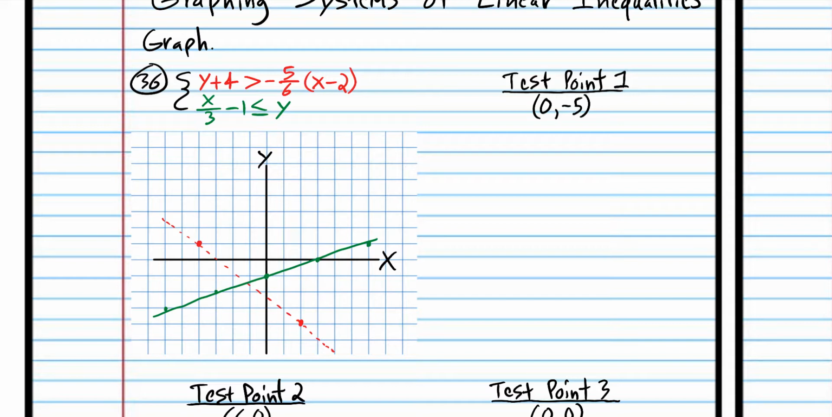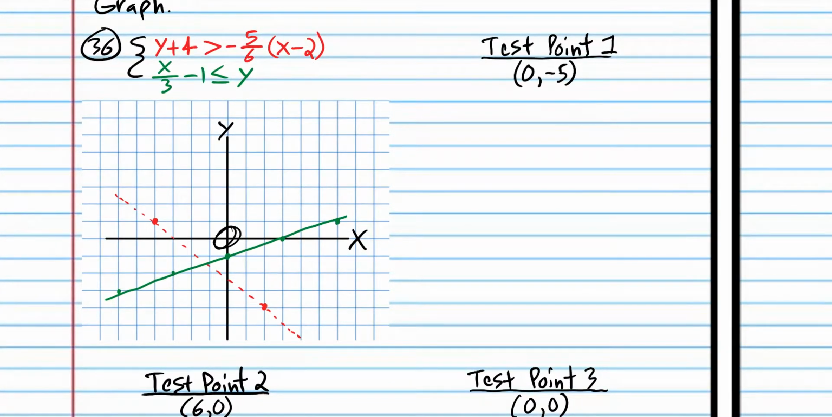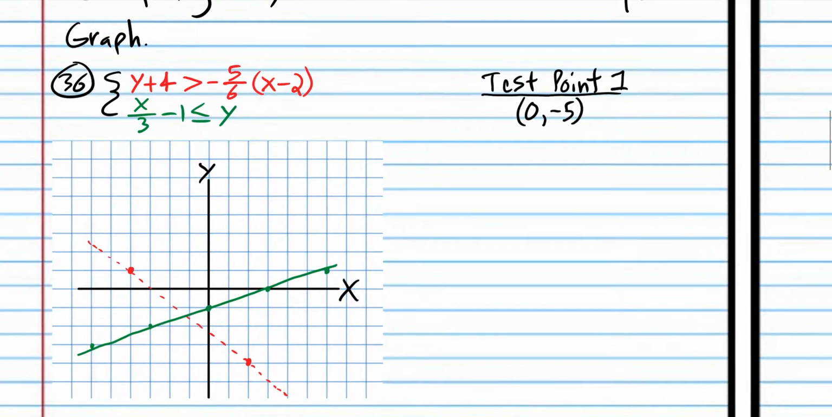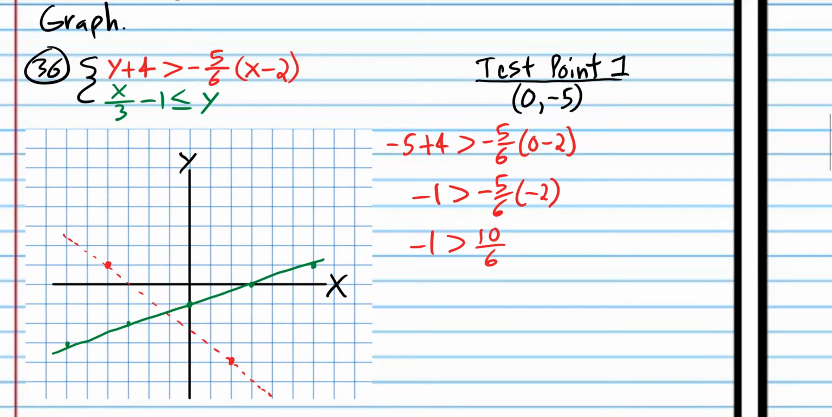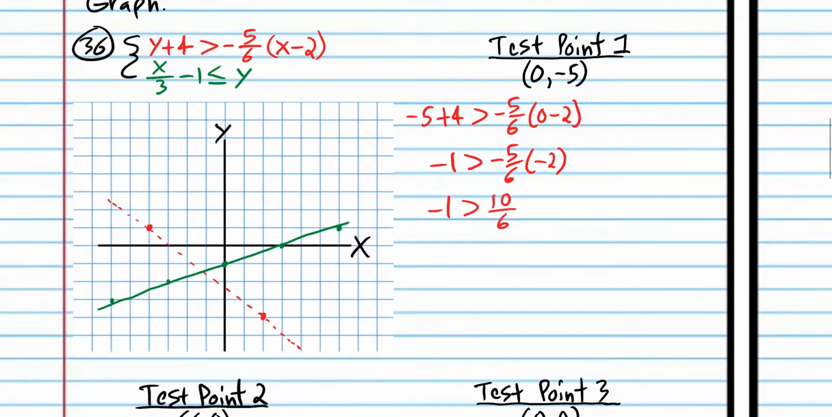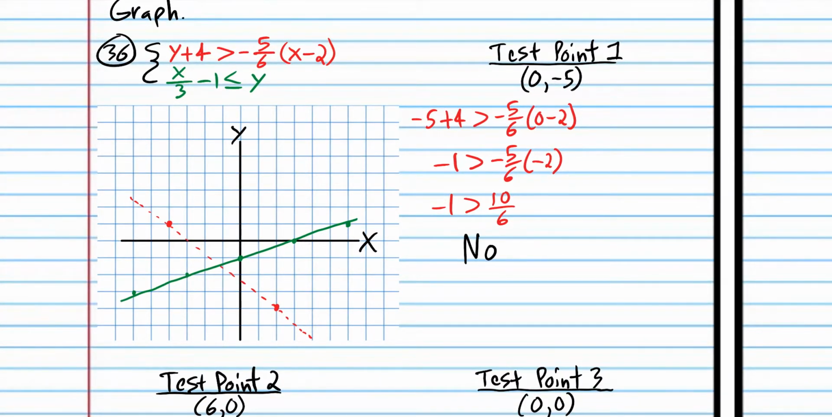So we're going to try a test point, (0, -5). So we're going to test this region down here first. You might be wondering, why don't we test (0, 0)? Well, I'm just trying something different here. So let's try (0, -5) in the first inequality. So -5 is y, and 0 is x. So then we get -1 is greater than -5/6 times 0 minus 2, which is -2. And we don't really have to go all the way to the end because we can already see what's going to happen here. A negative times a negative is a positive. So we get 10/6, and you can see that this is not true. So we're going to say, no, it's not that region.